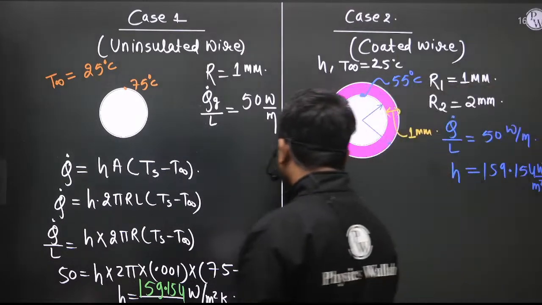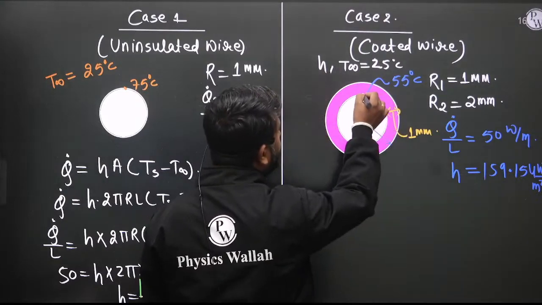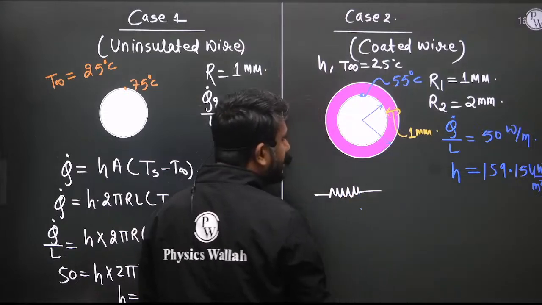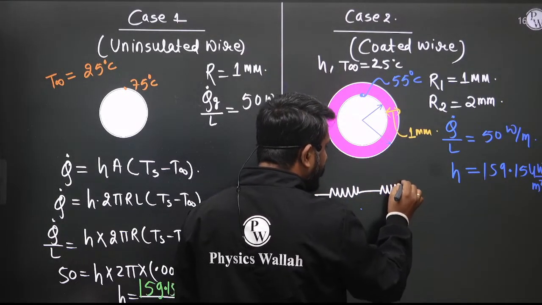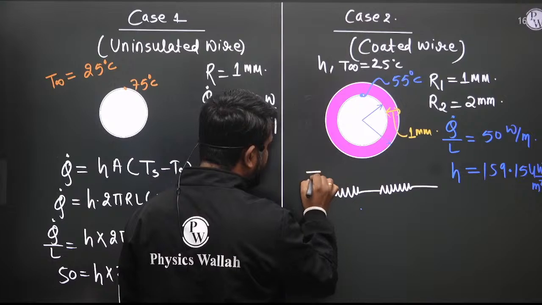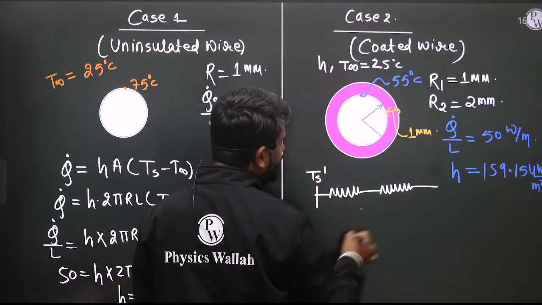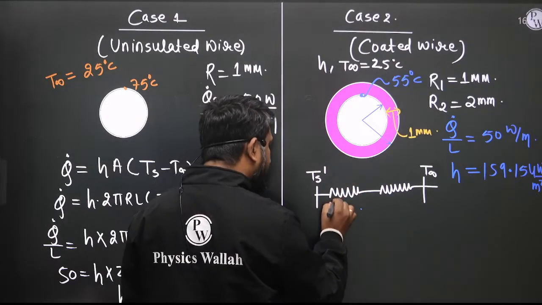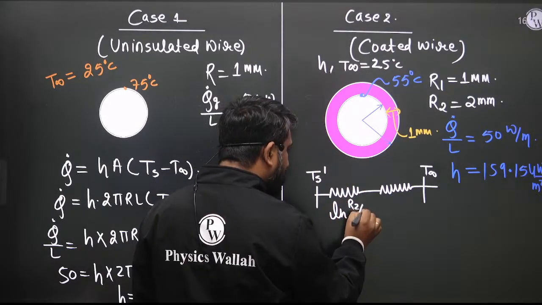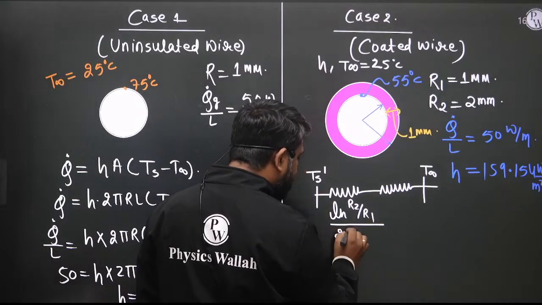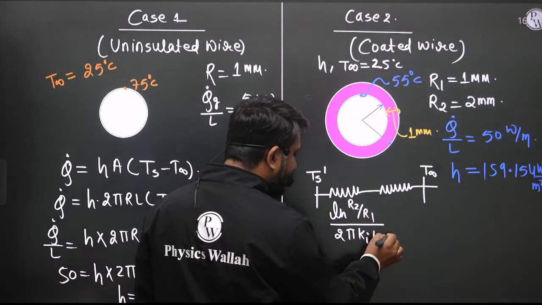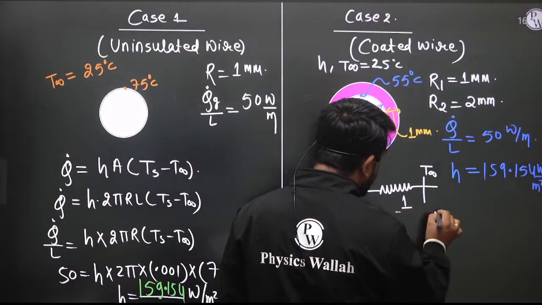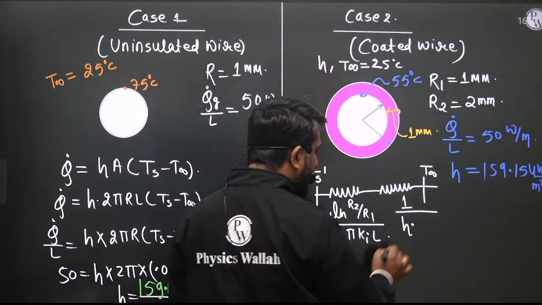And once you know the value of h, now see, you know the temperature here, you know the ambient temperature, draw the thermal circuit. So this is the conduction resistance offered by the insulation material, and this is the outside convection resistance. This temperature is Ts dash, and this temperature is T infinity. The conduction resistance is ln R2 by R1 divided by 2 pi Ki L, where Ki is the insulation material thermal conductivity, and the outside convection resistance is 1 upon h into 2 pi R2 L.